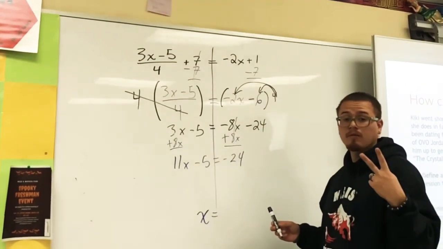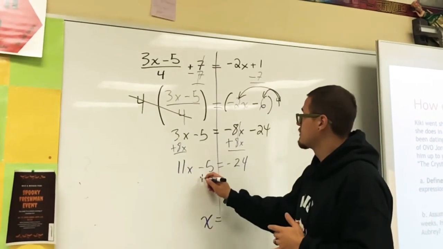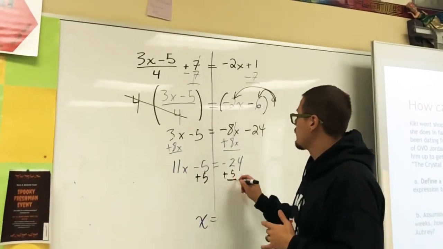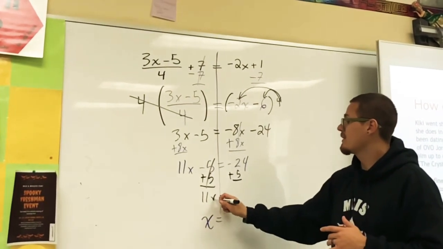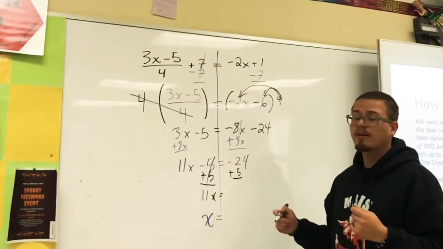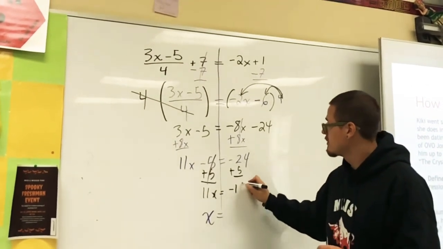Almost done. Down to a 2-step. We can all do these. To get rid of a negative 5, you got to add 5 to both sides. When you add 5 to both sides, that's going to make a 0. That's going to be 11x equals a negative 19, because if you are negative $24 in debt and you add $5 to it, you only owe $19.